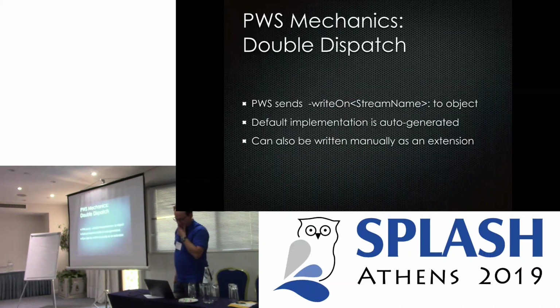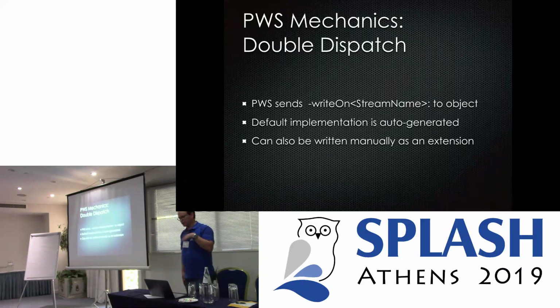And then we get the dispatch. So first, once the stream receives an object, it does a double dispatch back to the object with the name of the stream in the method. And the default implementation of this method is automatically generated. Obviously, you need some metaprogramming abilities in your language, but this is probably not much of an issue. You also need to be able to extend classes at runtime, which is also probably not much of an issue here. But you can also write them manually.